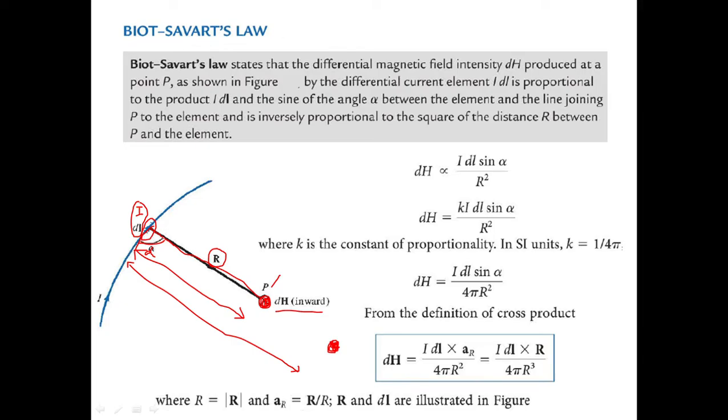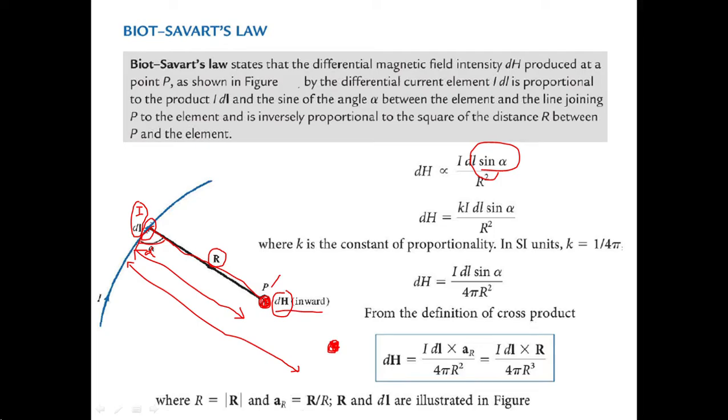So when will this magnetic field intensity be maximum? When alpha is 90 degrees. When alpha is 90 degrees, this will be maximum. That way we can know from this sine alpha, because sine 90 is 1, right? And ideally, if the current is more, this magnetic field intensity also will be more.